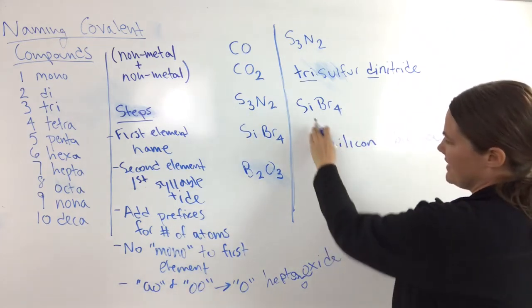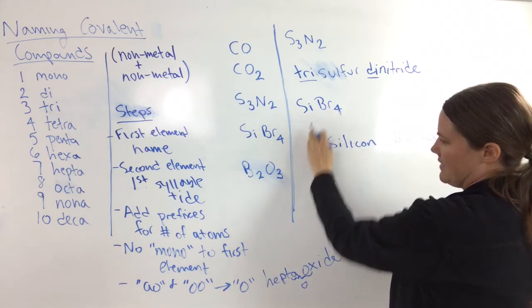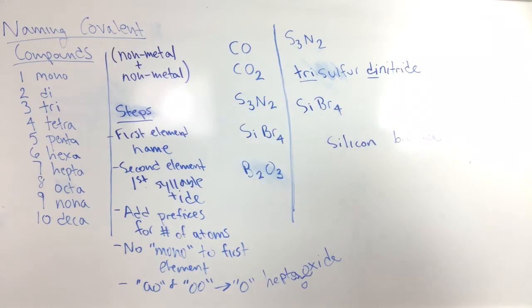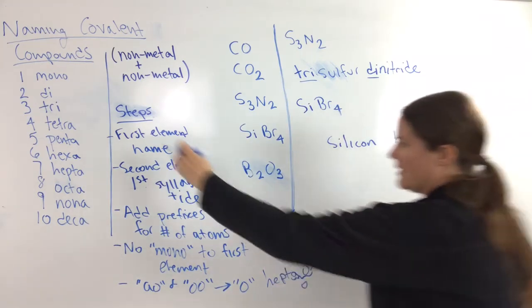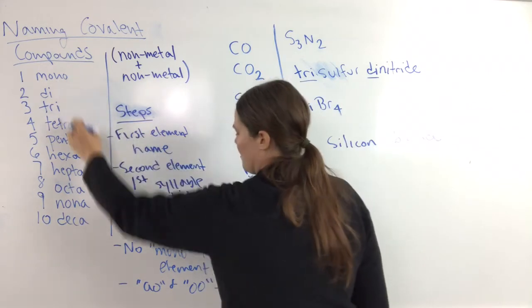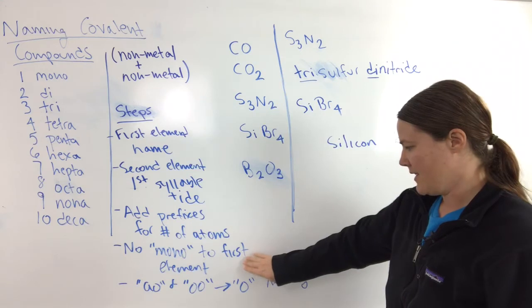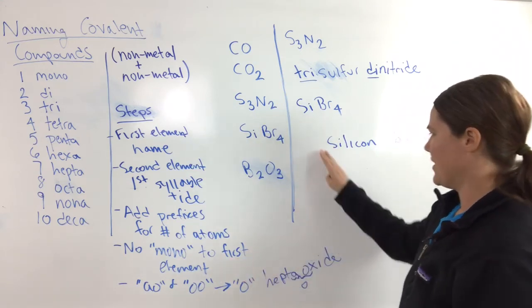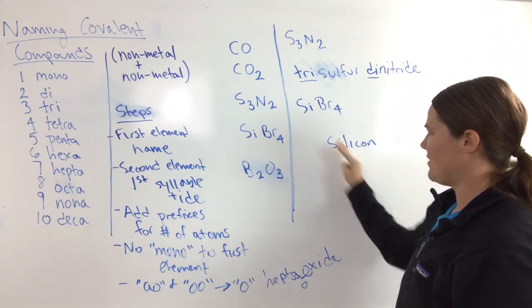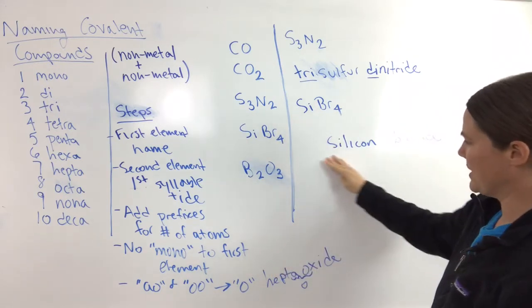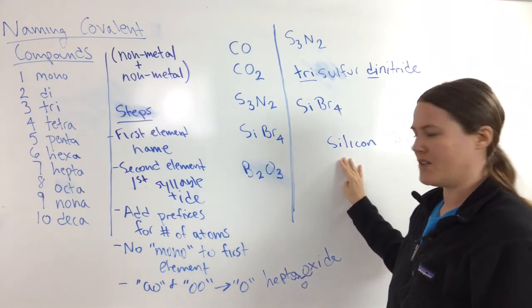And now what we need to do is figure out which prefixes we're adding. So for the silicon, we only have 1 silicon. If we went to our prefix table, that would be mono. But then we have this rule that we don't put mono if we just have 1 of the first element. So we're not going to put anything on the silicon.